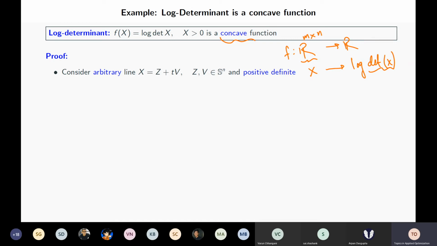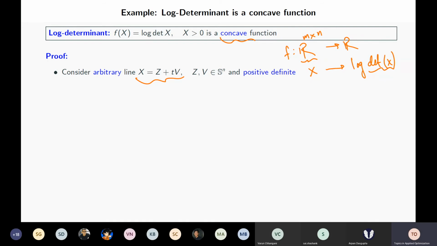Here the points in my domain are matrices. As I said, the concept of a point is very general. I can take 2 cats as points, or 2 dogs as points. As long as I know how to add 2 points and subtract 2 points, it's fine. Once algebra is defined, it's fine. So in this case, the line joining 2 points will be of the form x is equal to z plus tv. This is the line joining 2 points in the domain, and the domain is the set of matrices.